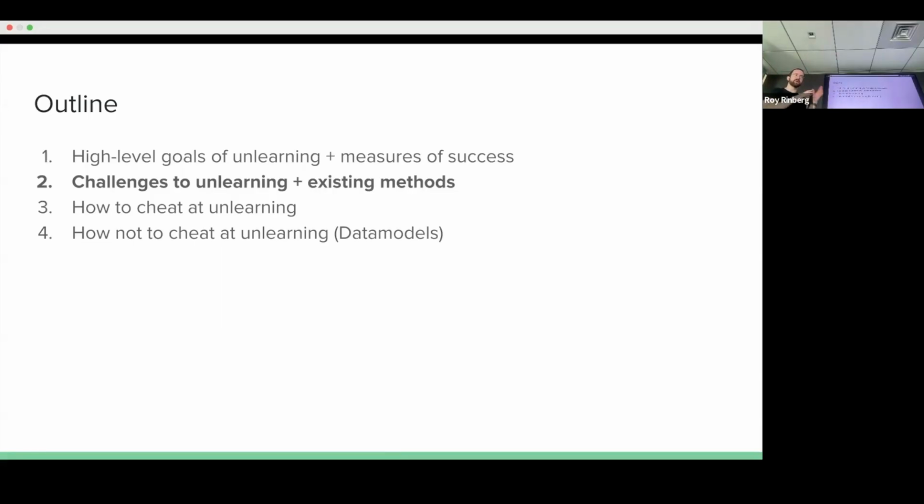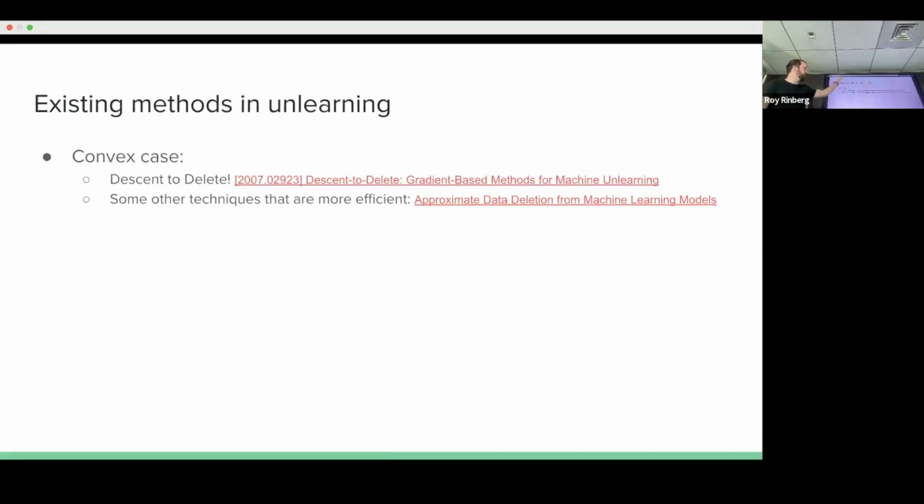There's a lot of work that goes into unlearning evals. At this point, if you don't want to think about it, you should think of it as a measure in output space on specific points between your unlearned models and your retrained models. Okay, so let's talk a little bit about existing methods.